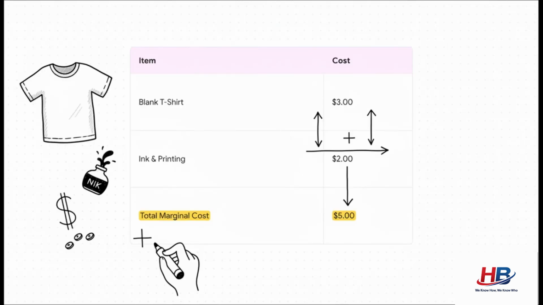So how do we figure this out? It's actually super simple. We only look at the costs that change because of this one shirt. So that's $3 for the blank tee and another $2 for the ink and printing. Boom. Our marginal cost is $5. Now that number is your floor. It is the absolute rock bottom price you could sell this one shirt for without actually losing money on it.